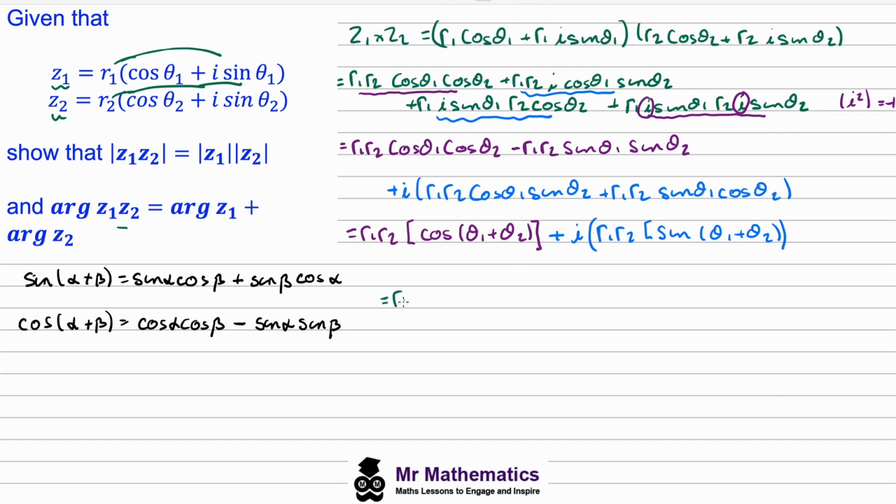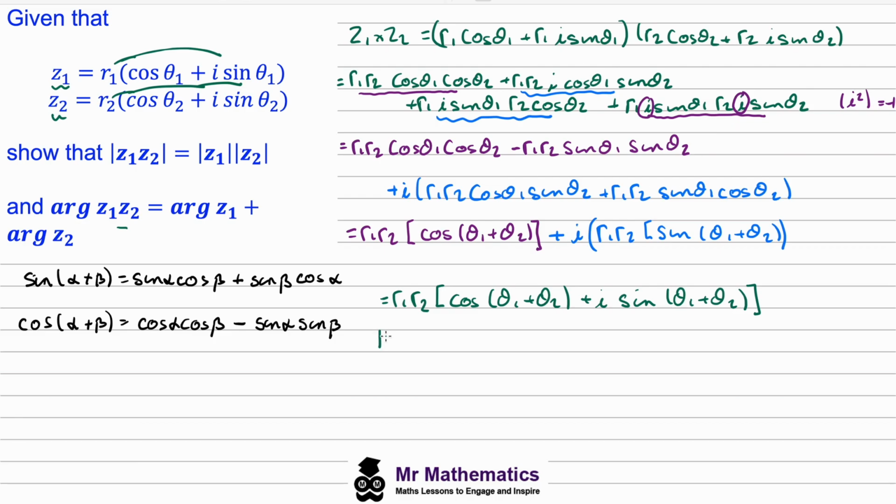So we'll have r1 r2 multiplied by the cos of the argument theta 1 plus theta 2 plus i sine of the argument theta 1 plus theta 2. And this is the product of z1 and z2 in modulus argument form.